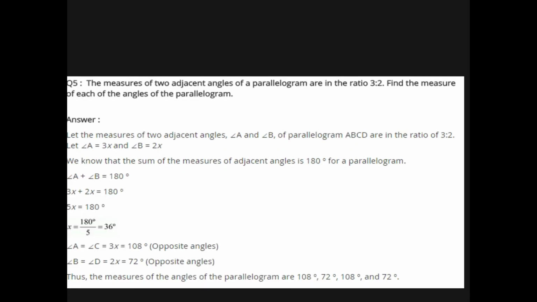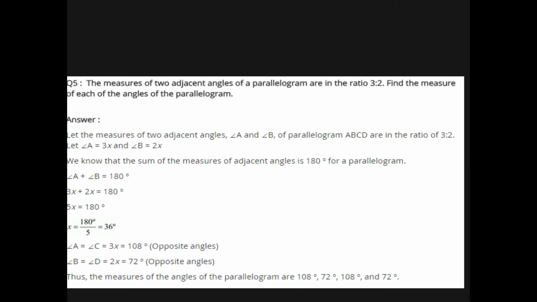Now question number 5, what is given? The measures of two adjacent angles of a parallelogram are in the ratio 3:2. Find the measure of each angle of the parallelogram. Now I had told you, whenever a question is given in ratio form, to find out the exact amount you have to take that ratio as a variable. Okay, so what is the ratio? Ratio is given 3:2. So let us take the two adjacent angles as 3x and 2x. See here, 3x and 2x.